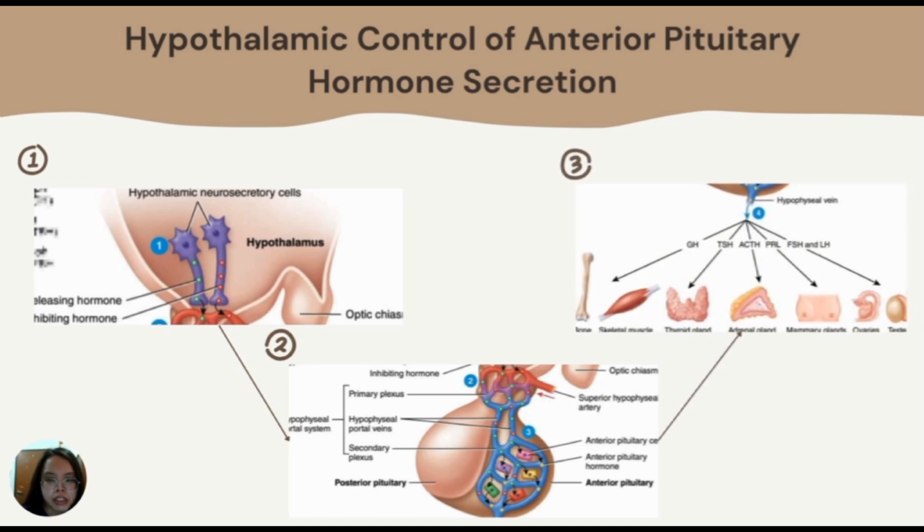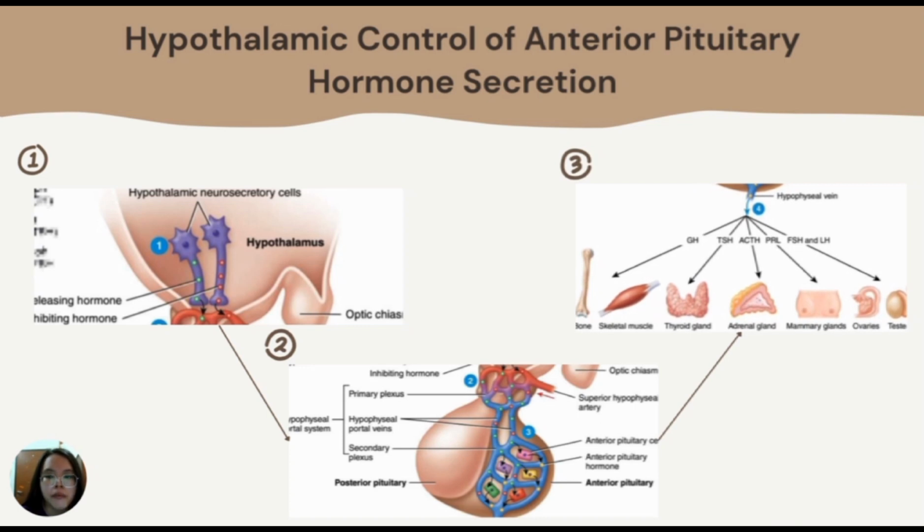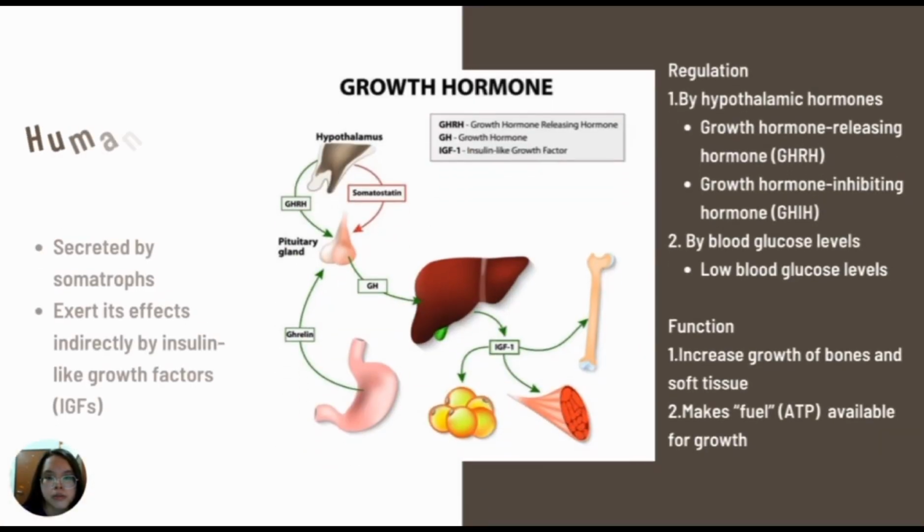Within the secondary plexus, the hypothalamic hormones diffuse out of the bloodstream and interact with anterior pituitary cells. When stimulated by the appropriate hypothalamic releasing hormones, the anterior pituitary cells secrete hormones into the secondary plexus capillaries. The anterior pituitary hormones drain into hypophyseal veins and then travel to their target tissues.